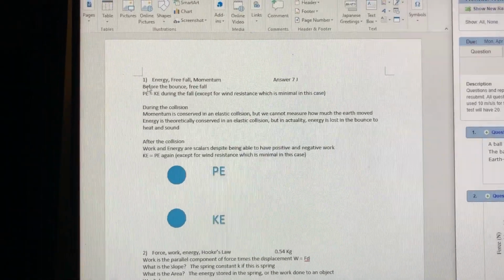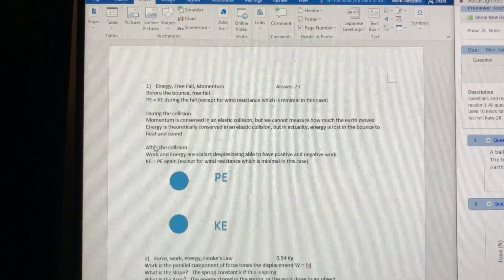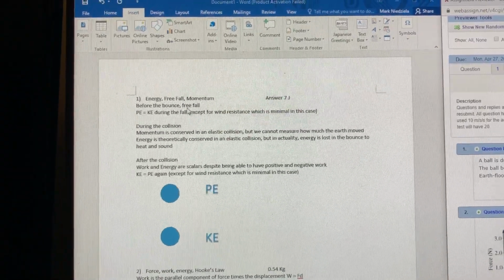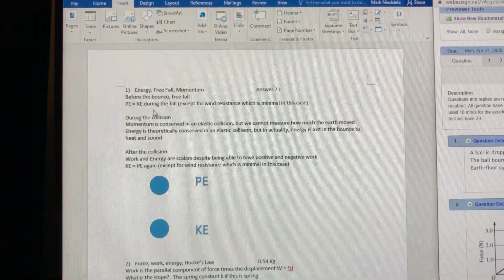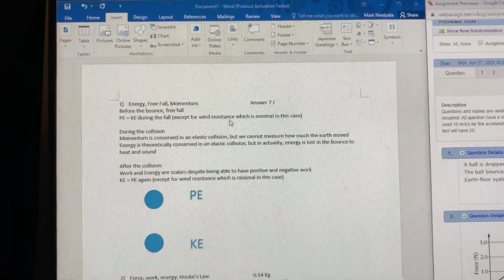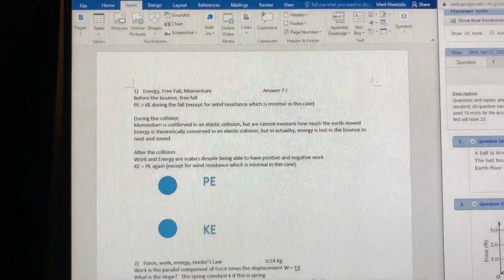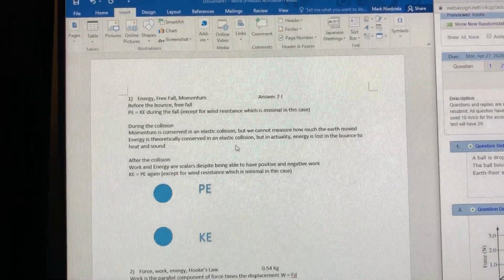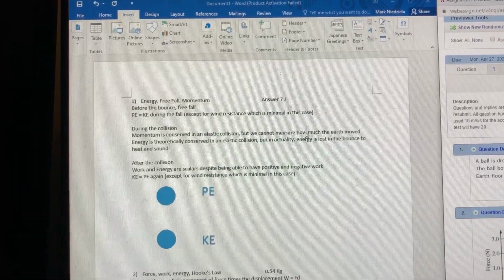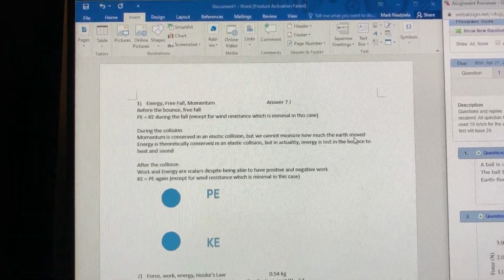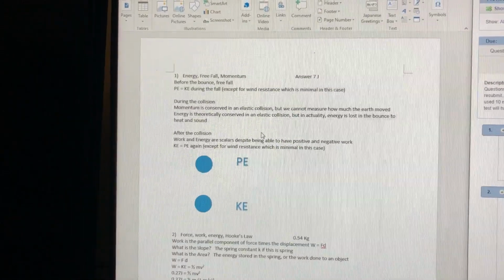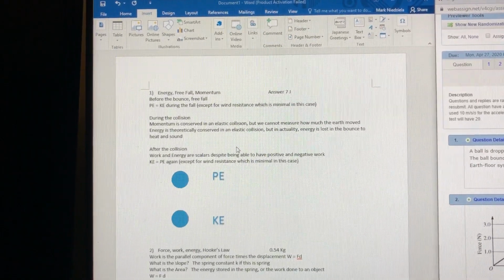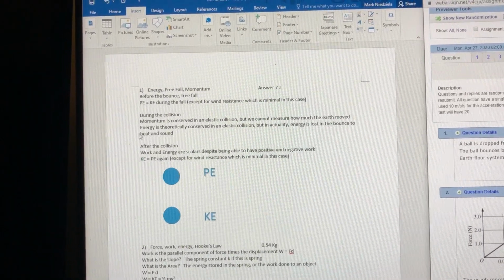So we have 3 conditions. We have during the fall, during the collision, and then on the way back up again. So before the bounce, in free fall, potential energy equals kinetic energy during the fall, except for wind resistance, which is minimal in this case. During the collision, momentum is conserved in an elastic collision, but in this case, we cannot measure how much the Earth has moved. So this is a difficult question because normally we want to say, okay, momentum is conserved, but we can't measure the total momentum of the system in this case.